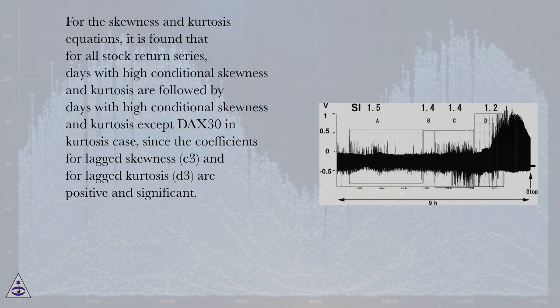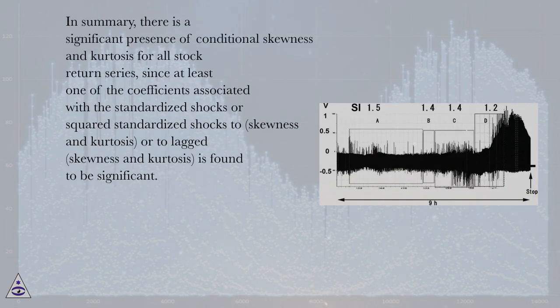For the skewness and kurtosis equations, it is found that for all stock return series, days with high conditional skewness and kurtosis are followed by days with high conditional skewness and kurtosis, except for DAX30 in the kurtosis case, since the coefficients for lagged skewness, C3, and for lagged kurtosis, D3, are positive and significant. In summary, there is a significant presence of conditional skewness and kurtosis for all stock return series, since at least one of the coefficients associated with the standardized shocks or squared standardized shocks to skewness and kurtosis, or to lagged skewness and kurtosis, is found to be significant.